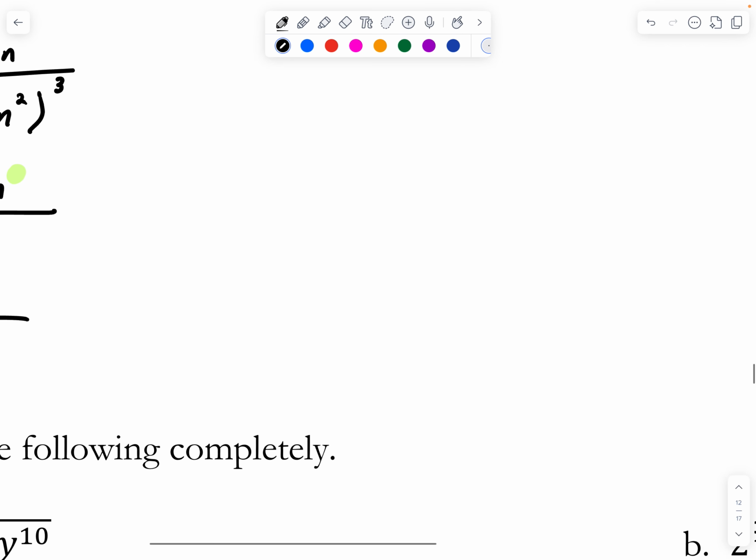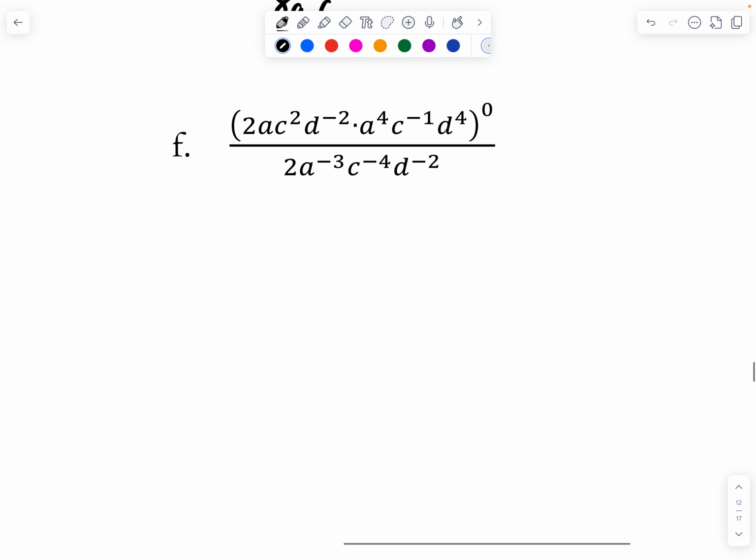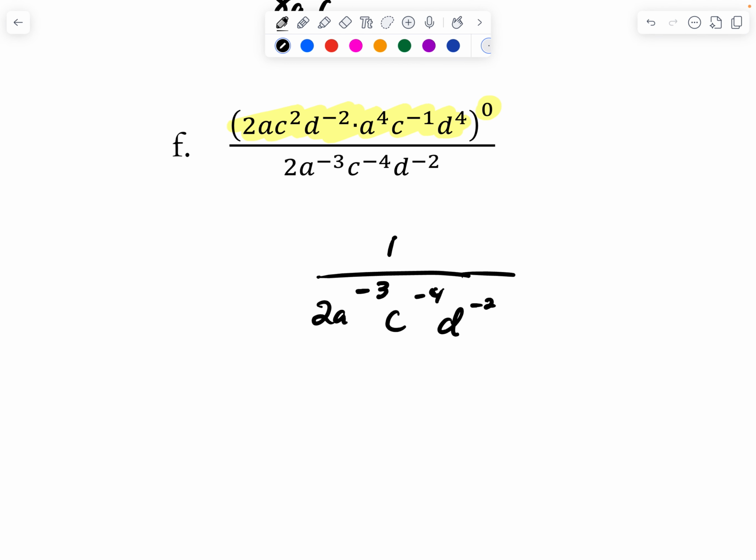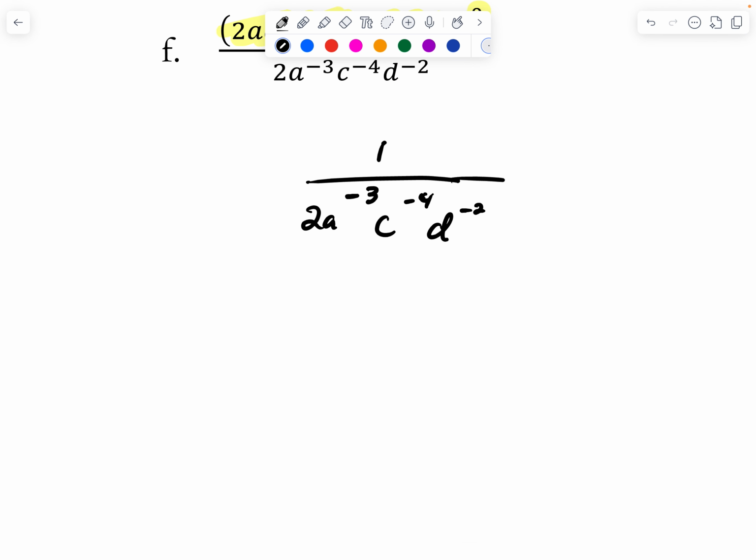All right, let's do F, and then I am finished. All right, anything to the 0 power. So this whole thing is raised to the 0 power. So that's going to become a 1 over 2a to the negative 3rd power, c to the negative 4th power, d to the negative 2nd. And I've told you guys that if you have negatives, you can move them across the fraction bar and they become a positive. The tricky part here, guys, is that this 2 is not connected to any negative power. So that 2's got to stay down. Let me erase this. That 2's got to stay in the bottom. And then a would become a cubed, c would become c to the 4th power, and d would become d to the 2nd power. Okay?